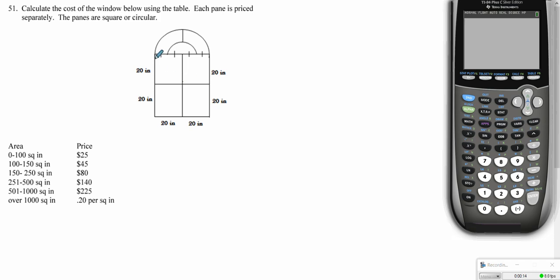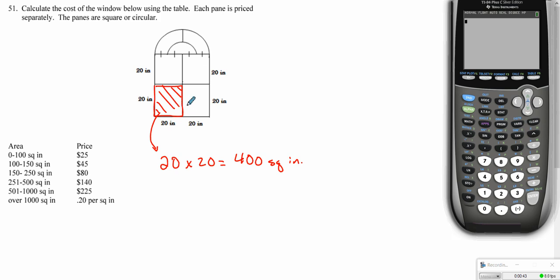So here's one pane of glass right here. Let's start with this one. This piece of glass here is 20 inches by 20 inches. 20 by 20 means it's 400 square inches. And there are 4 that are that size.